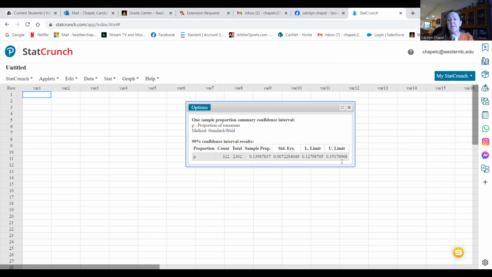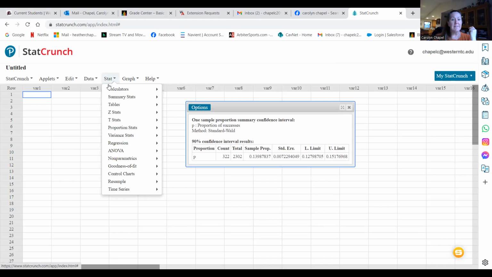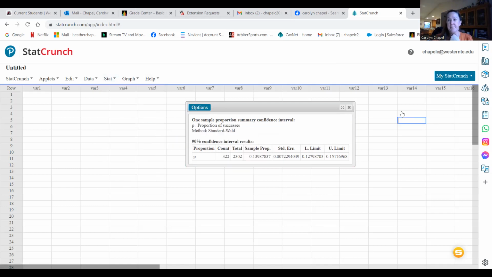This is our lower limit. This is our upper limit. This standard error is how much we added and subtracted to get those two pieces. And it is based on the normal curve. So in order to do this, we still have to do those checks, that np and n(1 minus p), and in this case, np hat and n(1 minus p hat), to make sure that we can do this. Okay, so again, we went to stats, proportion stats, one sample with summary. And then we just entered in the pieces.